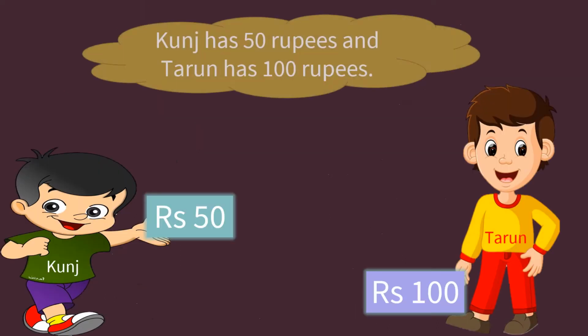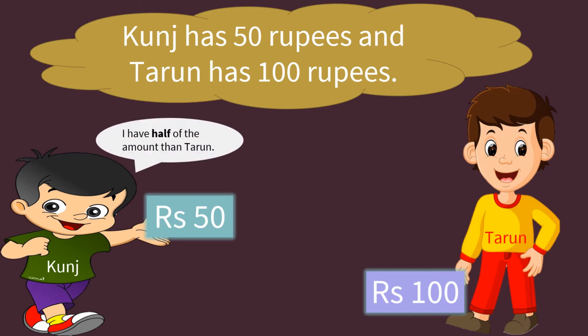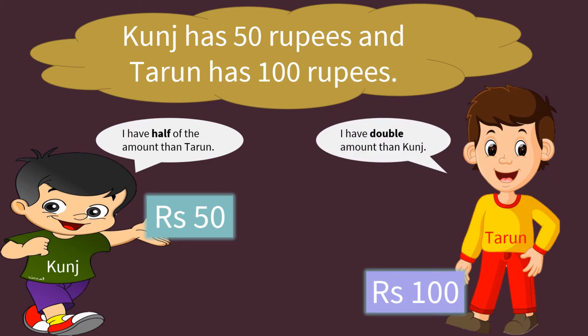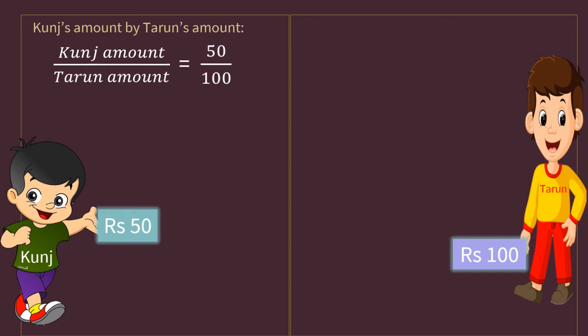Okay. Let's suppose Kunj has 50 rupees and Tarun has 100 rupees. Now here we will do the comparison of the amount Kunj and Tarun have. Can we compare? Yes. Why? Because we are comparing the same unit, that is rupees to rupees. So we can say that Kunj has half of the amount of Tarun, or we can say that Tarun has double the amount of Kunj. When we are comparing Kunj's amount by Tarun's amount, we will write it 50 upon 100.